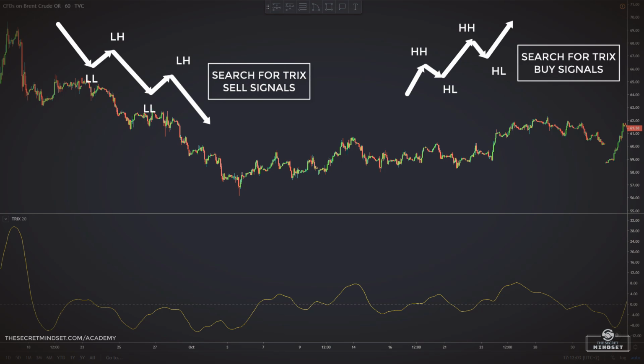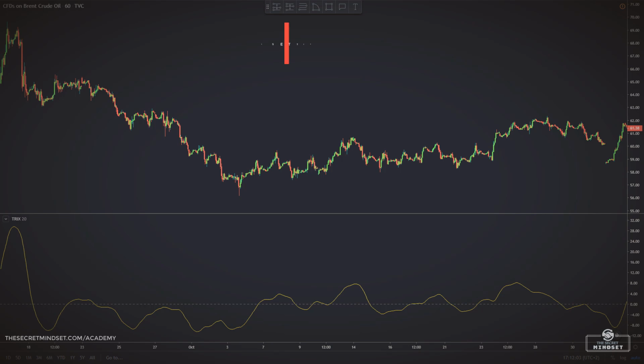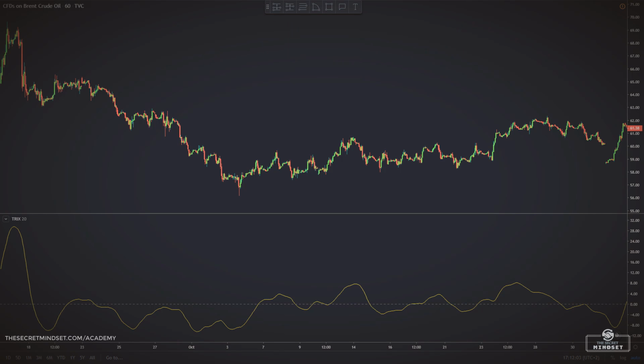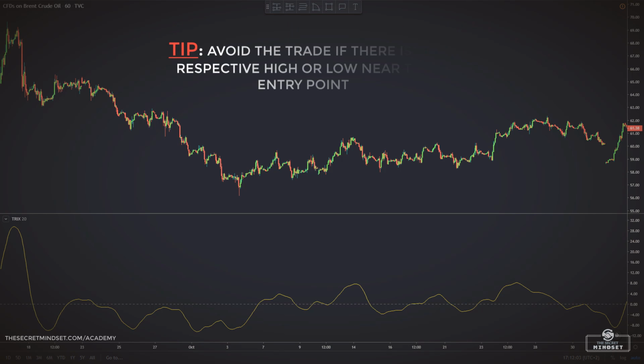The indicator also has no regard for setting a stop loss. A stop loss must be placed manually above a recent high for shorts or below a recent low if you go long. If there is no respective high or low near the entry point, maybe you should consider avoiding the trade.